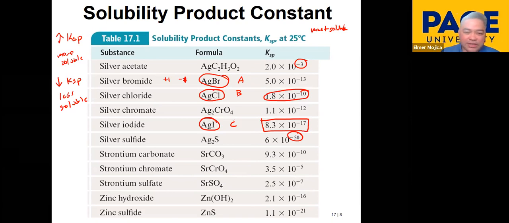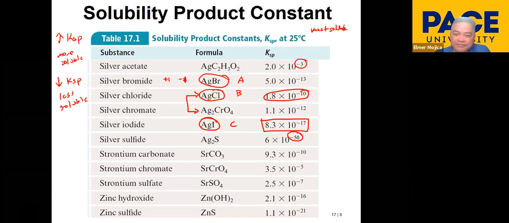So, assuming that the salts that you compare are of the same type, what can I say here? Your silver has a charge of +1. Your anion has a charge of -1. So you can compare their Ksp. The higher Ksp value is more soluble. The lower Ksp value is more insoluble or less soluble. But you cannot compare, let's say, by just looking at the value between AgCl and silver chromate.